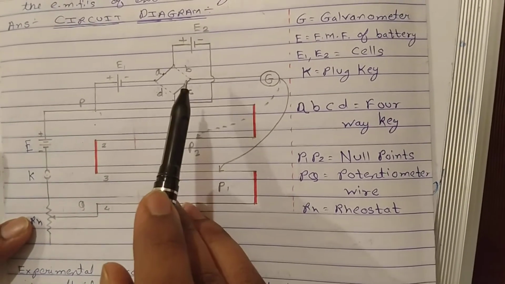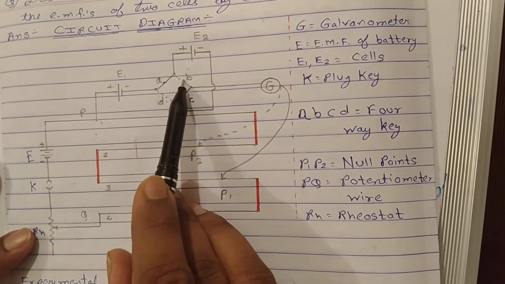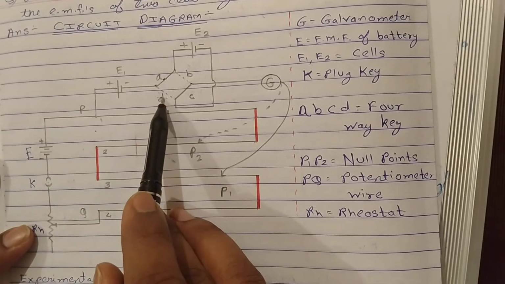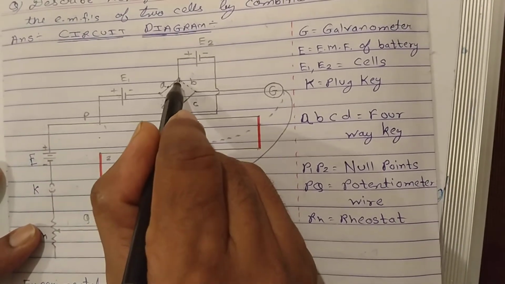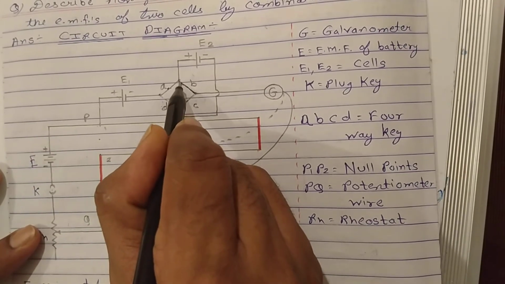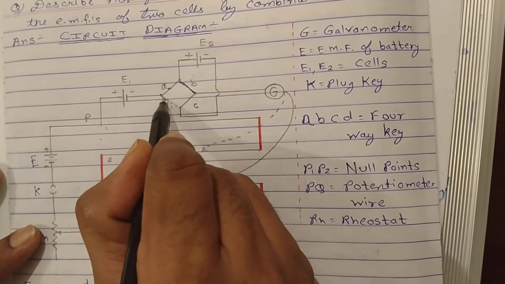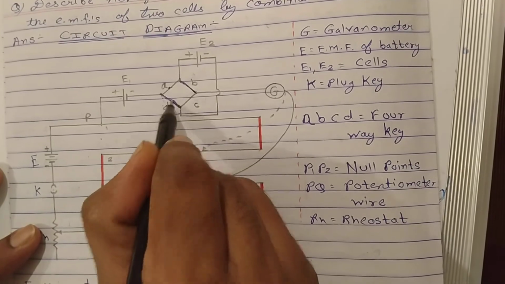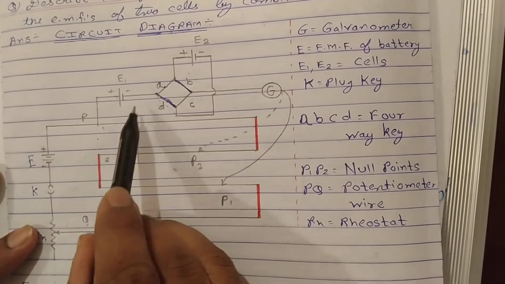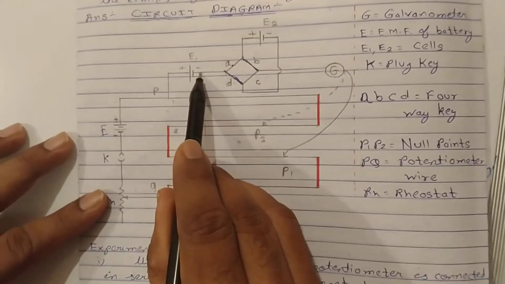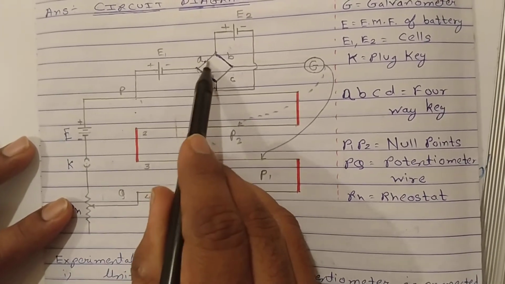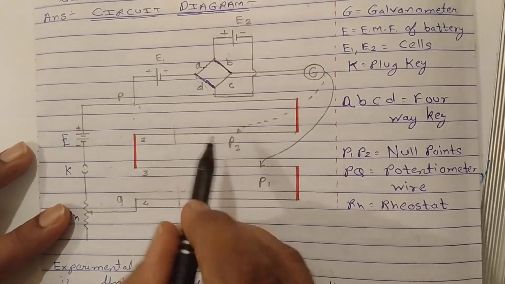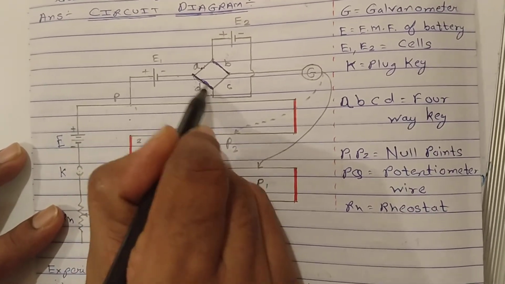Remove the key from A and C. Put the key into the arm B and D. So we observe that this is closed now. Students, now all of you concentrate here. Negative terminal of E1, now this is open. Okay, now it is connected to what? This particular path.